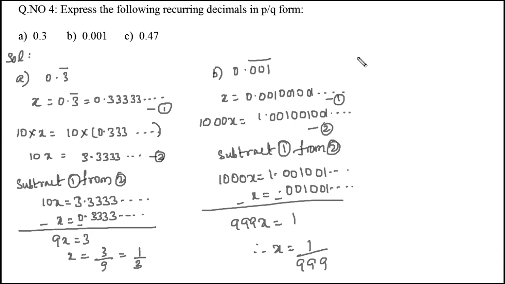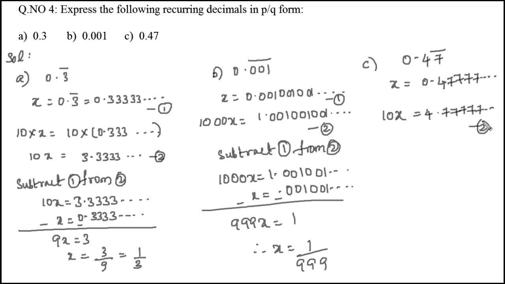Now, let's look into the third question, which is a mixed decimal. That is, it's given that 0.47 bar. So, similar to the previous question, we will represent x is equal to 0.47. The digit 7 is repeating, so we will represent it as 0.4777 and so on. Now multiply with 10, as only one digit is repeating, so 10x will be equal to 4.777 and so on. Let's mark this as 2 and this as 1. Subtracting 2 and 1, that is 2 minus 1.